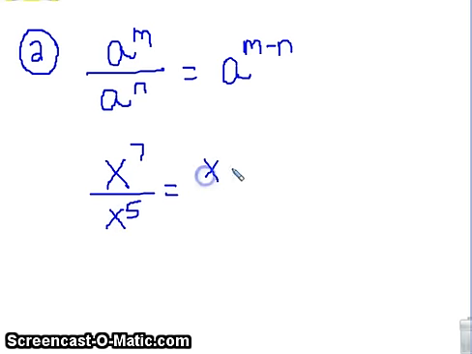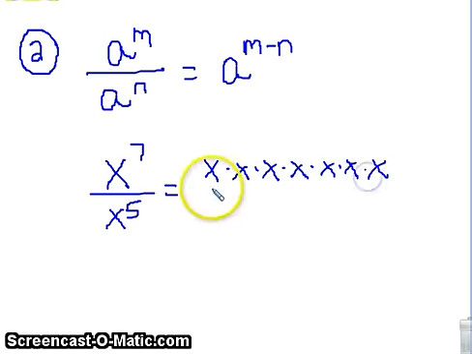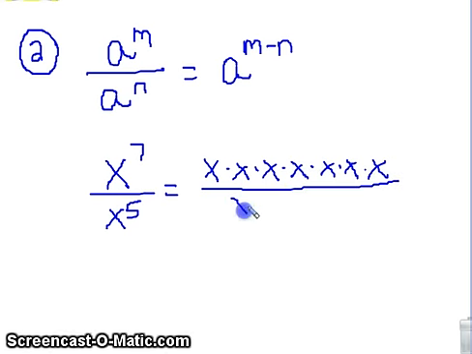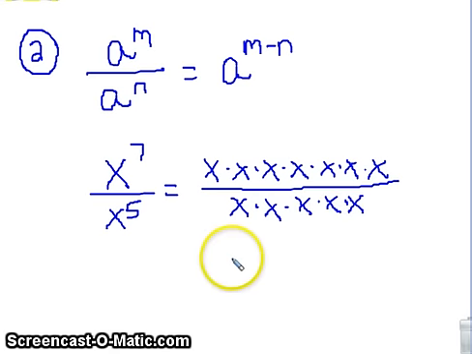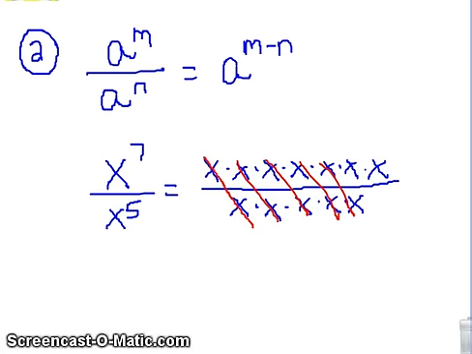What that actually means is I have 1, 2, 3, 4, 5, 6, 7 x's and 1, 2, 3, 4, 5 in the denominator. x divided by x is 1. All of these cancel out, thus leaving 2. And so if we subtract 7 minus 5, we get our x squared.